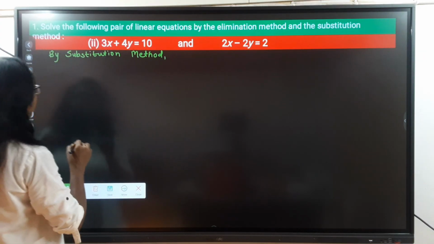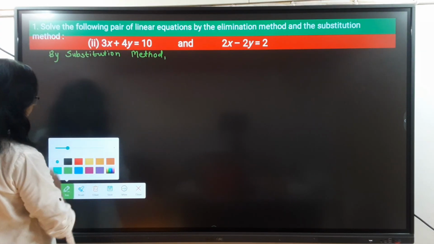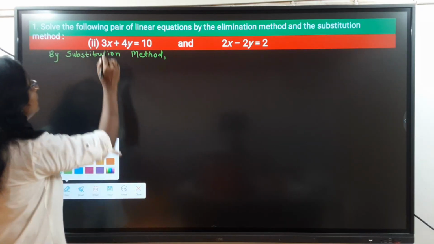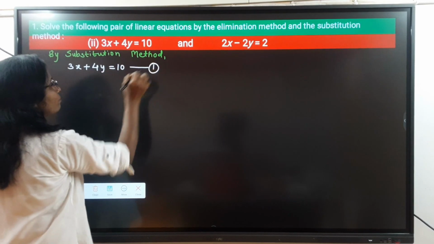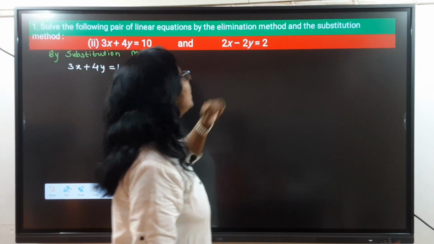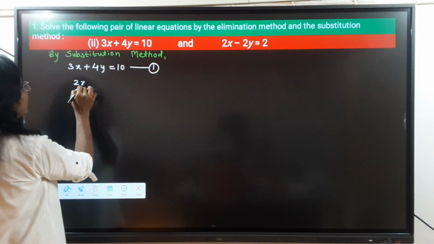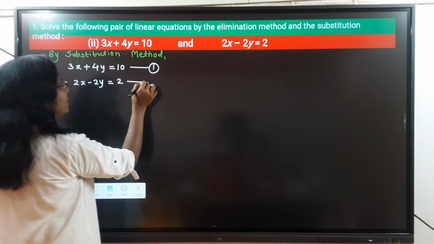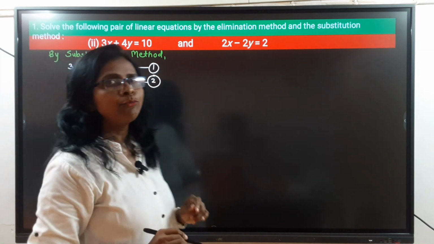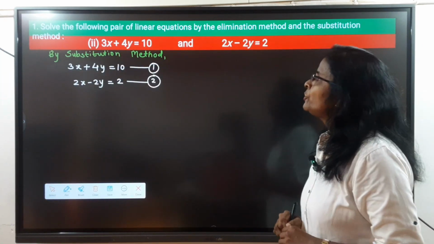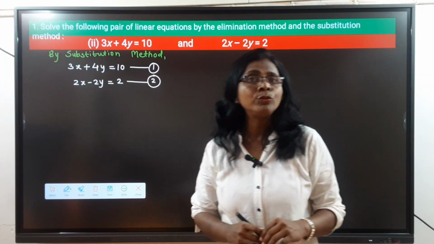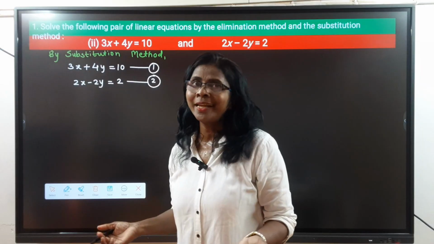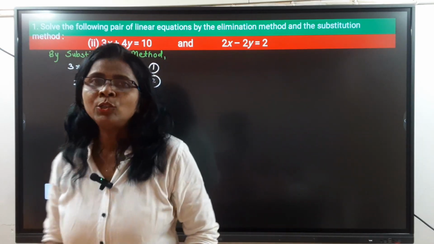Okay, so now by using the substitution method, first I write down the first equation, 3x plus 4y is equal to 10, as the first equation. And then here students, 2x minus 2y is equal to 2 as the second equation. Now carefully observe students the coefficient of x and y. Now I choose the second equation to get the value of x.